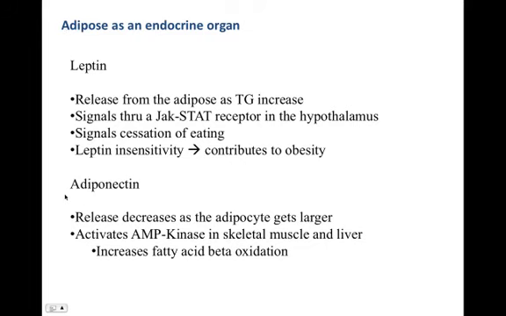In the case of adiponectin, it functions slightly differently. It's released from the adipose and activates an AMP kinase in skeletal muscle and liver. The activation of the AMP kinase increases fatty acid beta oxidation. If you remember from fatty acid synthesis, activation of AMP kinase inhibits fatty acid synthesis and at the same time increases fatty acid beta oxidation.